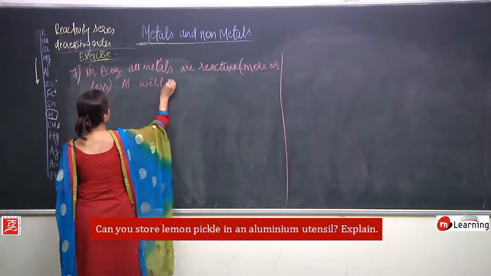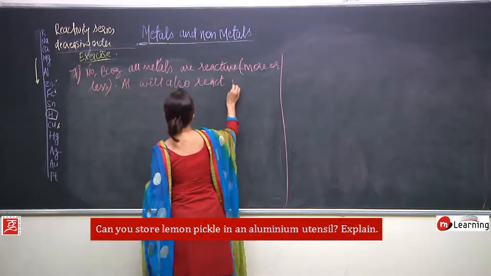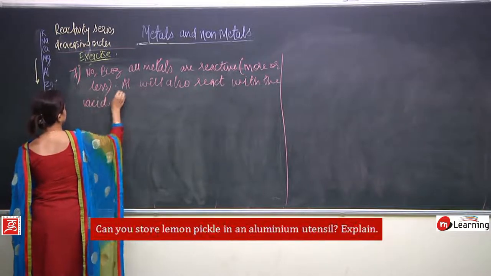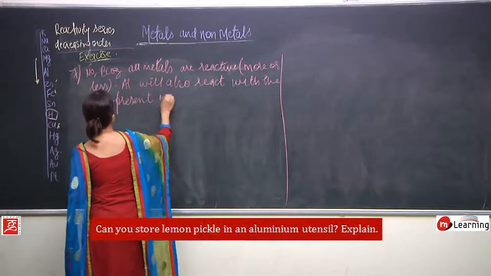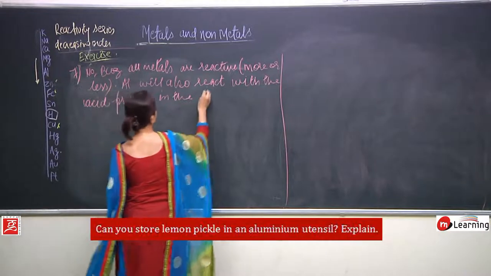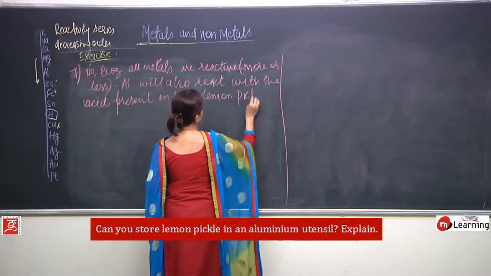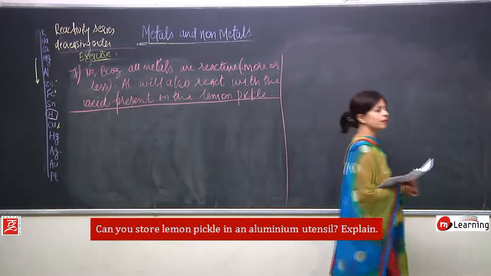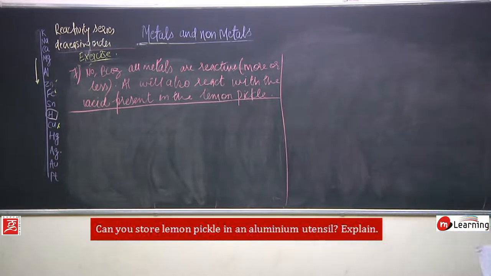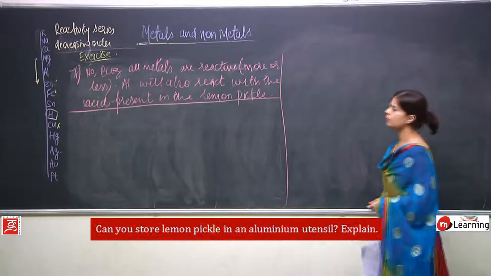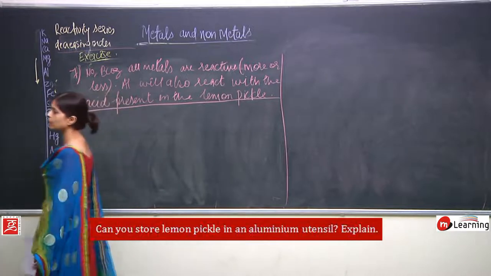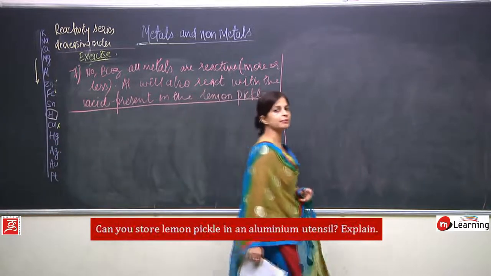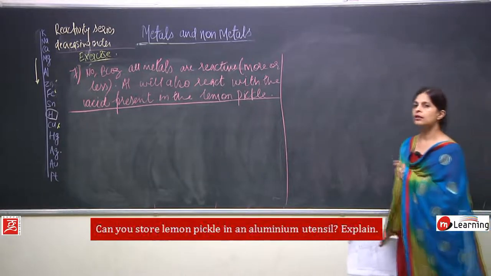Aluminium will also react with the acid present in the lemon pickle, and so it has to be avoided. They have asked, if aluminum foil can be made for wrappers, then why can't the lemon pickles be kept? Or they have asked simply, can we keep it? So we cannot keep it because all metals are reactive, more or less.